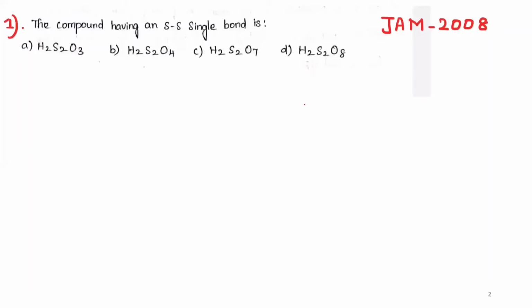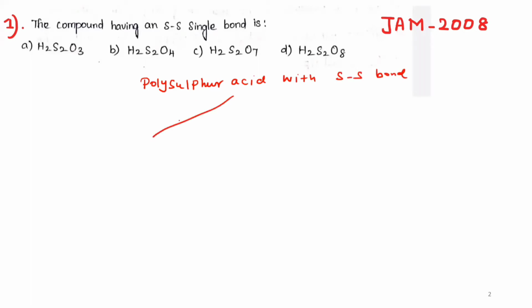Read the first question. The compound having the S-S single bond linkage is present. They're asking about the sulfur-sulfur bond. Which of the following oxy acids of sulfur can exist with a sulfur-sulfur single bond? During the oxy acids of sulfur, I taught one excellent trick to find out the sulfur-sulfur linkage. What is the trick? We know very well, the polysulfur acid with S-S linkage or S-S bond.